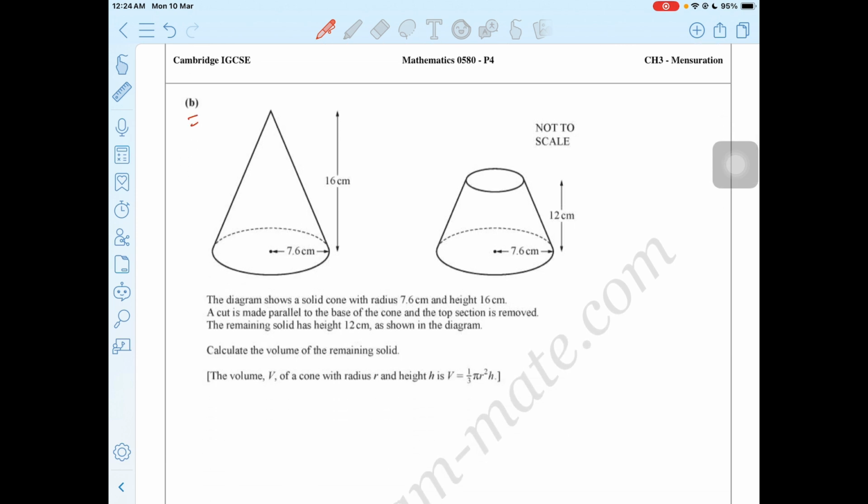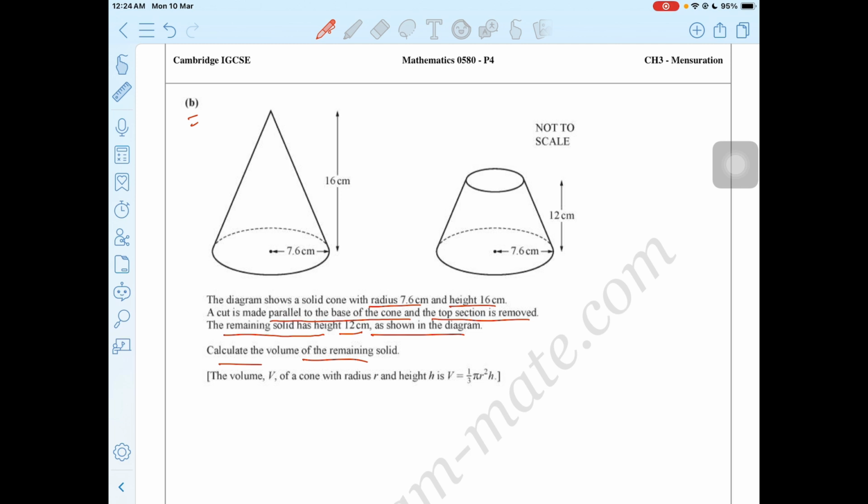And we have our part B. The diagram shows a solid cone with radius this and a height this. A cut is made parallel to the base of the cone and the top section is removed. The remaining solid has a height of 12 as shown in the diagram. Calculate the volume of the remaining solid. Okay, so we need to calculate the remaining solid's volume. Okay, so let's move on.